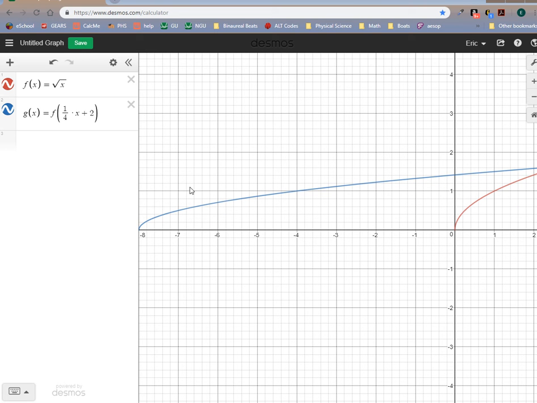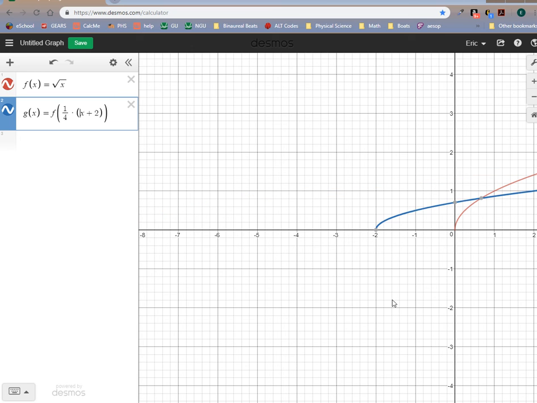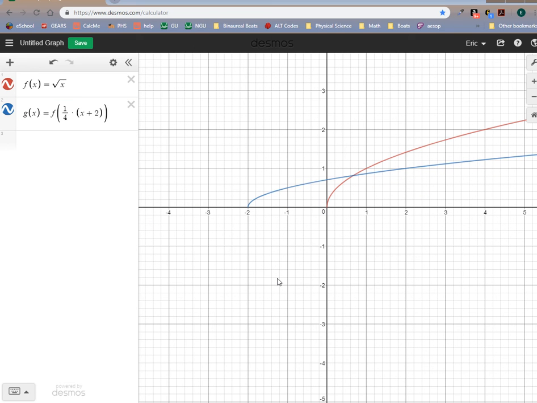Okay, so what do I need? So I need to do the x plus 2 in parentheses, don't I? Right? Okay, that did it. Right? So that translated our blue graph 2 to the left. Remember that when we put things in parentheses like that, if I do an x plus 2 in parentheses, all that means is we're going to do all the stretching and compressing first, and then we're going to take the finished product and slide it by that amount.